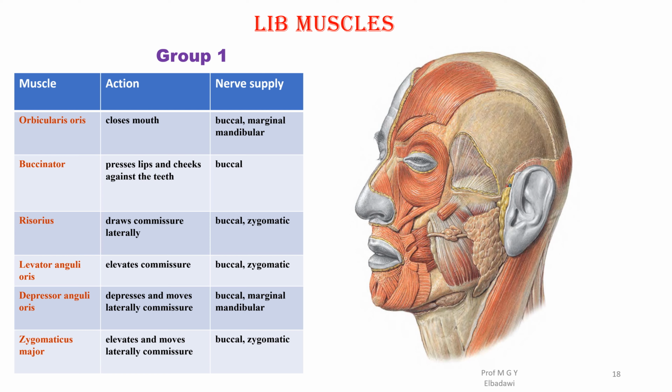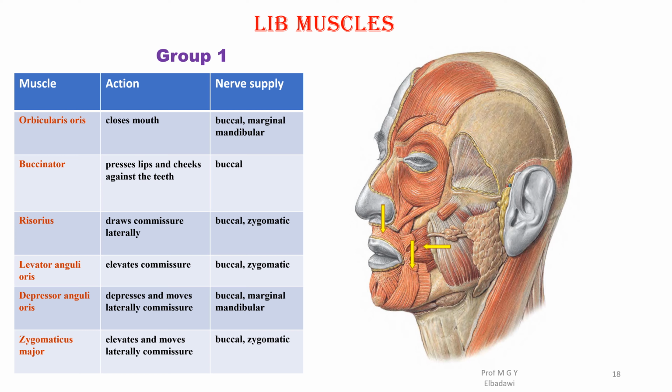The lip muscles are three groups. The first group, the orbicularis oris, which clothe the mouth, supplied by the buccal and marginal mandibular; the buccinator muscle, we have seen it; and, by the buccal, the risorius muscle, a small muscle on the side of the mouth, which draws the commissure laterally.